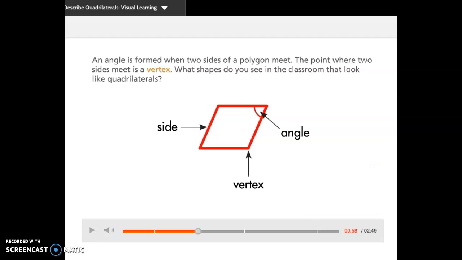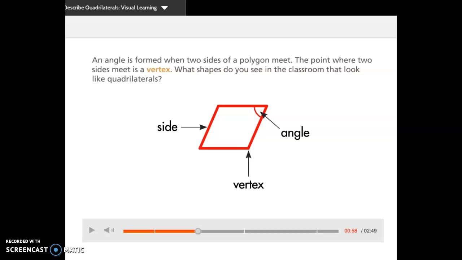So today, your classroom is going to be wherever you are learning today. So if you're in your living room or your bedroom or outside, or you can explore your whole house. So remember, a vertex is where two sides meet. And the side, of course, is a side. An angle is the inside piece that forms where two sides come together. So what shapes do you see in your classroom or your house that look like quadrilaterals?